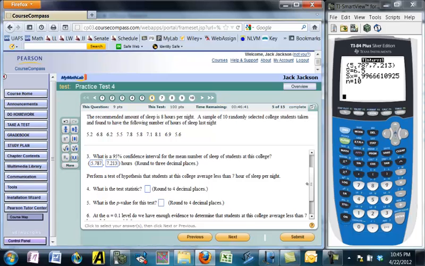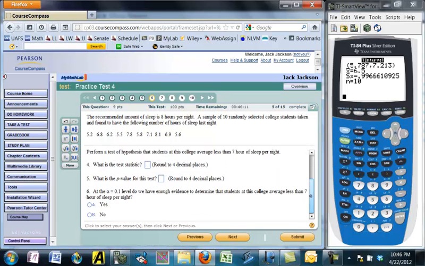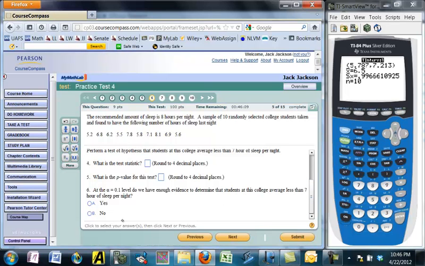Now suppose we want to perform a hypothesis test that the students at this college average less than 7 hours. Less than indicates a left-tailed test for the alternative hypothesis. So the null hypothesis is that the mean amount of sleep is 8 hours. That's what they claim, so we're going to believe them unless we have evidence otherwise. Okay, so what kind of test statistic? That's a t-test, and then we have a p-value, and then the conclusion. This one we don't have to find the critical values.